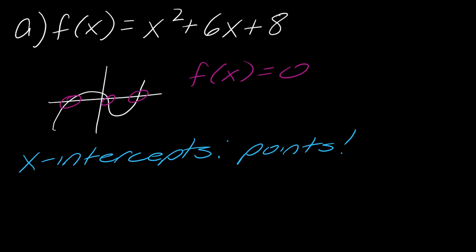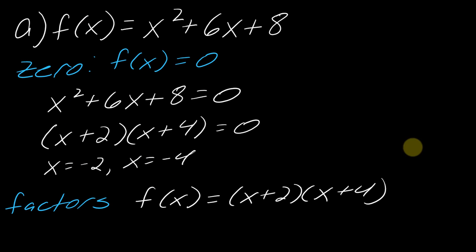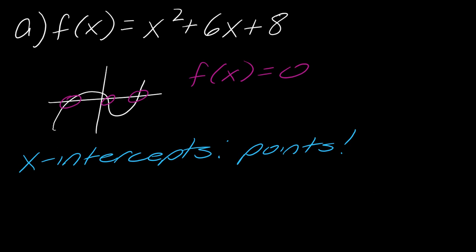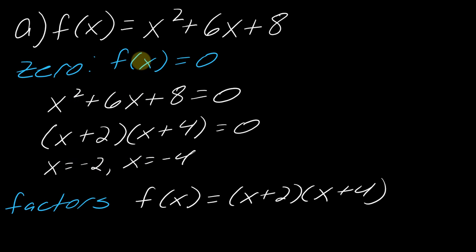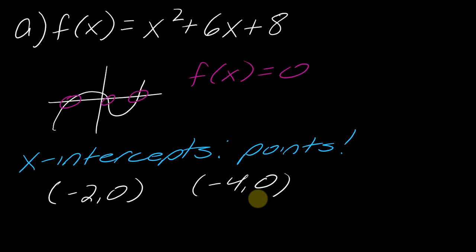Thinking back on all the work that we just did, these zeros are what make up the points. In this case, my x-intercepts are going to be negative 2 comma 0 and negative 4 comma 0. Because I know that at negative 2, the function equals 0, I can just spin that around and turn that into an intercept. So the three are very related, and you just want to pay attention to the language.